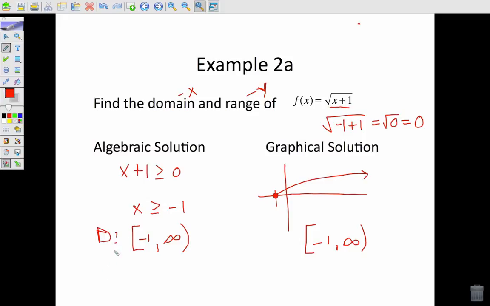Okay, so my domain was listed, and now my range. My smallest range, the smallest value that you can get when you take the square root of something, is 0. So from 0 to infinity. Okay, looking at this one, same concept. You can just look at the graph and you can see it's always above the axis. So the range is from 0 to infinity. Both cases.